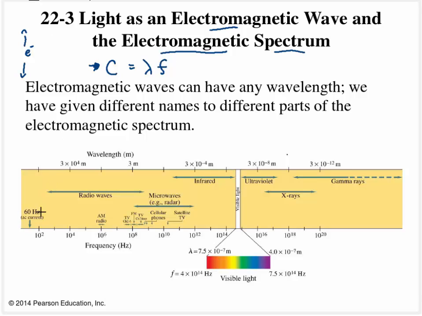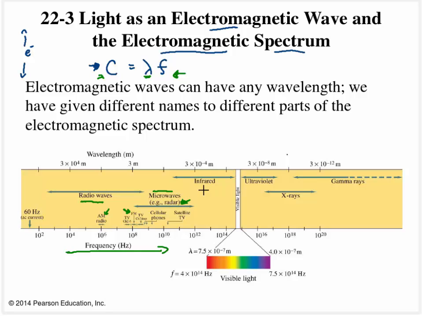So take a look at the increasing frequency right here. We have a whole bunch of different waves with different names associated with them. I've got radio waves. Think about AM radio, FM radio, slightly different frequencies. Take your favorite radio station, say 105.5. You know the speed, so you could calculate the wavelength. A little bit higher in frequency are microwaves, as well as the radar that you use to tell whether it's going to rain or not.